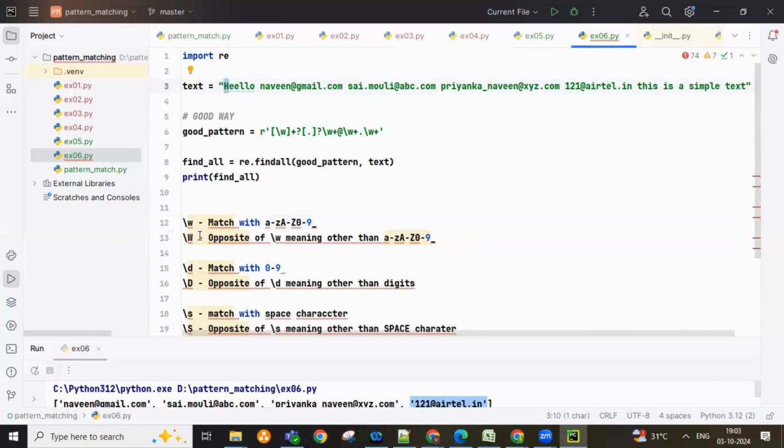Understood? And when you do capital \W, which means non-\w, non small w, other than these numbers and letters, it will match. So here it matches with what? The space matched. You got it? And here, until this it is not matched, and it matches with the at the rate, it matches with the dot, it matches with the space. Got it? I'm talking about \w, guys. Clear?